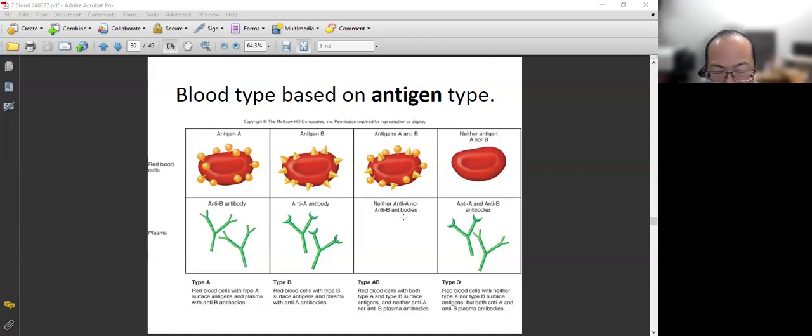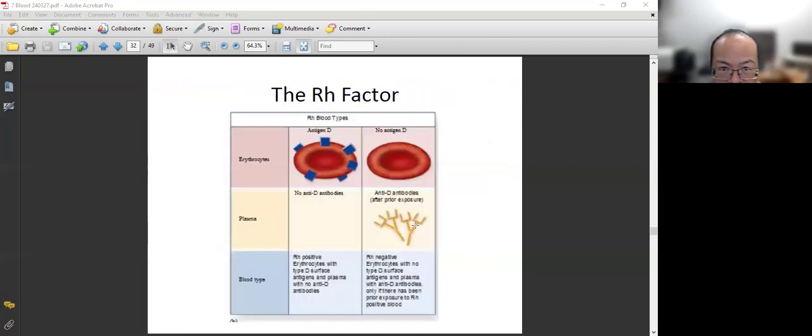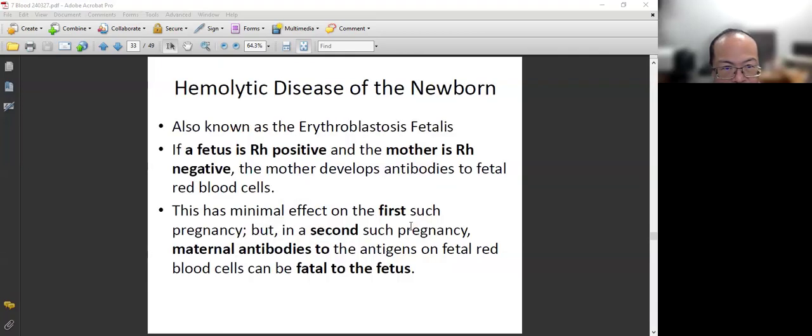If the person is D plus, they will have no antibody against antigen D, so they can receive the blood donation. But if the person is negative for antigen D, they may produce the antibody against the type D antigen, and that will cause a reaction.